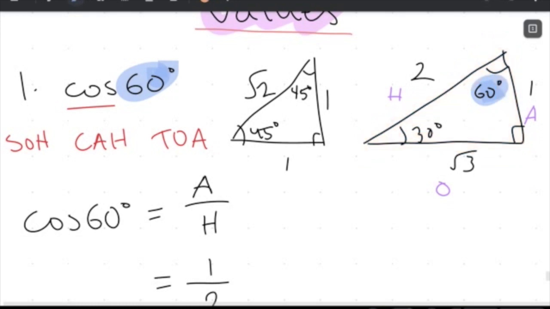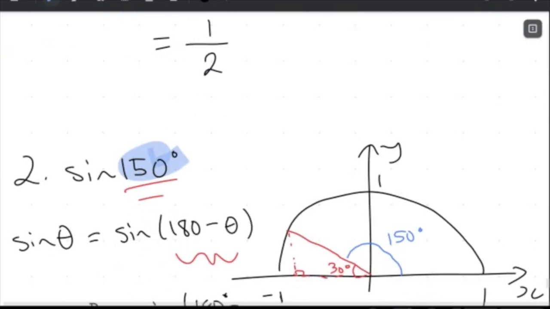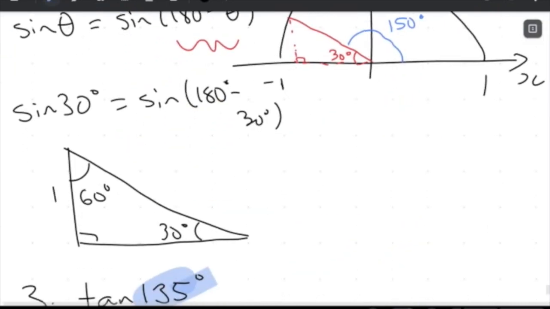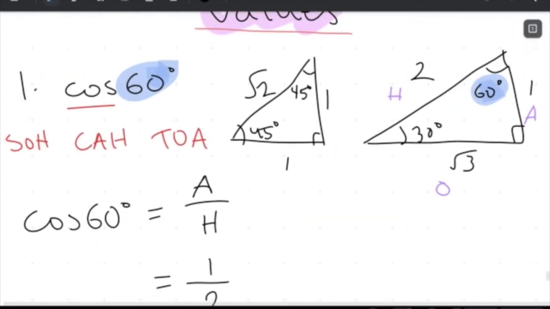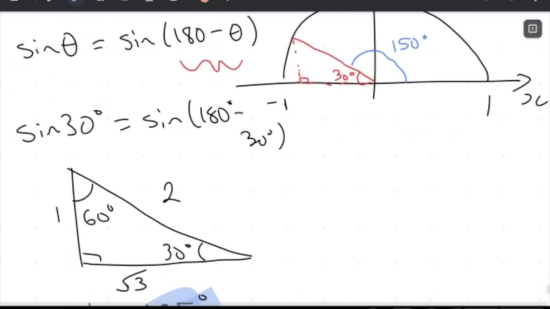So let me just go ahead and label that. The side opposite 30 degrees is going to be 1. The hypotenuse is going to be 2. And this side is going to be root 3. We can double check that. The side opposite 60 degrees is root 3.